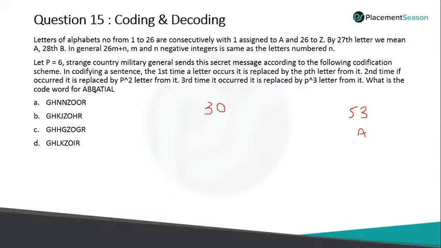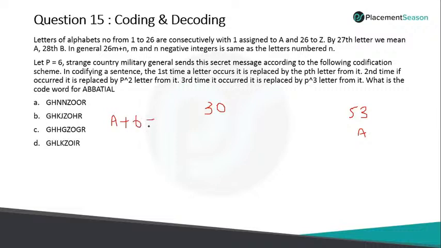What is the code for A B B A T I A L? It was given. So now we need to code this. First letter we will take A. First time A is occurring, and I have to take the pth letter, which is nothing but the sixth letter from A. So the sixth letter from A is A plus 6, which means the seventh letter, which is G, and every option's first letter. So G is simple because A plus 6.